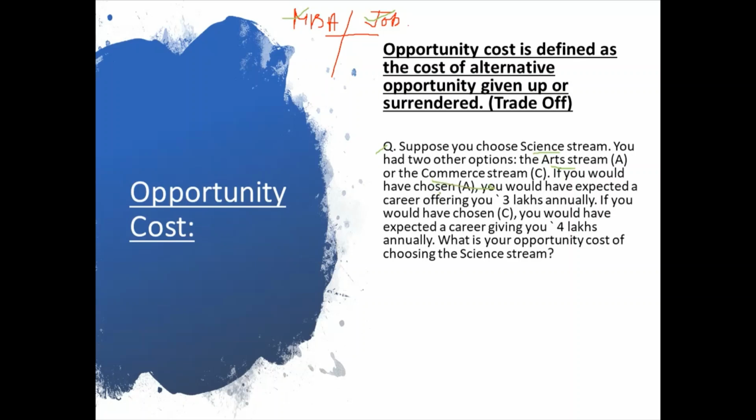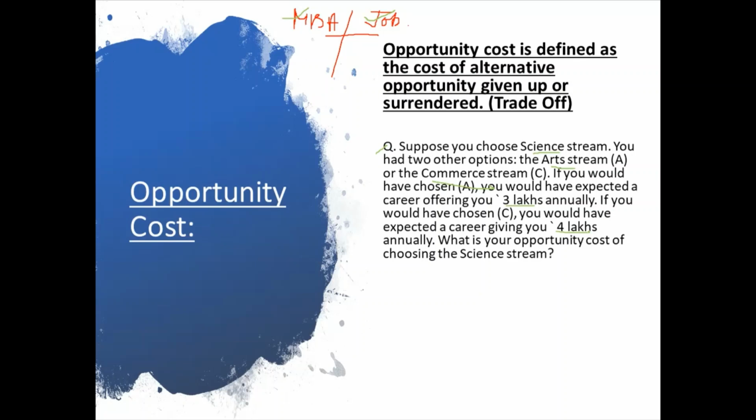If you would have chosen option A, that is arts, you would have expected a career offering you a salary of 3 lakh annually. If you would have chosen commerce, you would have expected a career giving you a salary of 4 lakhs per annum. So what is your opportunity cost of choosing the science stream now?